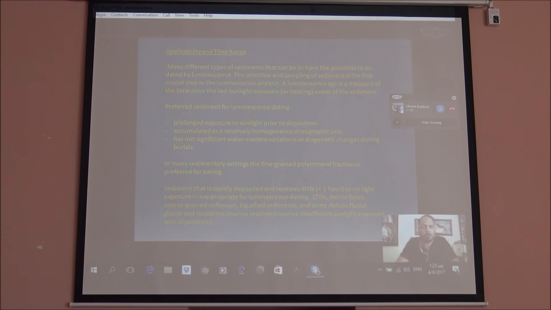We want a homogeneous stratigraphic unit, because we do not want grains, crystals of quartz and feldspar from different places, so it will be difficult to distinguish the origin of these crystals. And regarding the origin, we can estimate the annual dose that they have received.